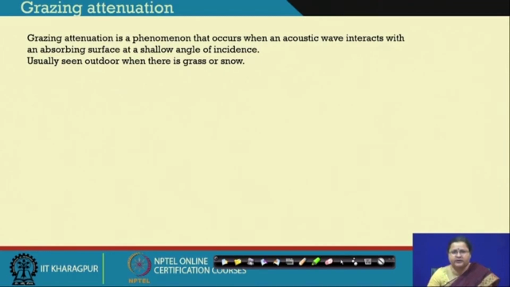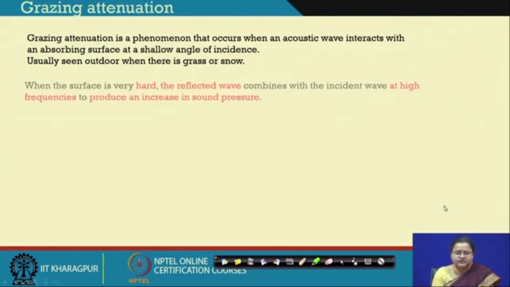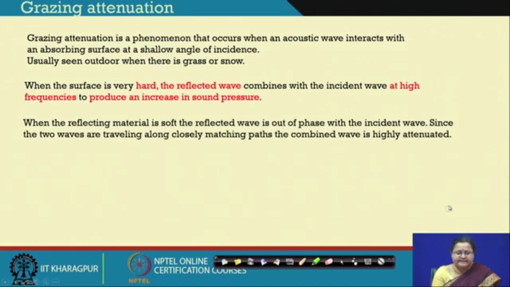a very shallow angle of incidence, and it is usually seen, this was first seen actually in outdoor cases where there is grass or snow and the source sound is very low, whereas the receiver is also at a very low position, and hard reflective surfaces add to the original sound, and that helps in increasing the sound pressure, whereas when it is soft ground, then in that case it attenuates the sound pressure. So, this is the phenomenon which is called grazing attenuation.